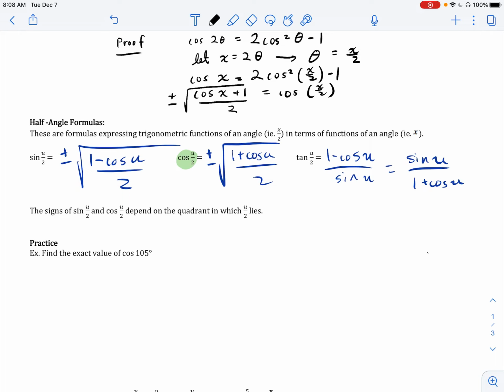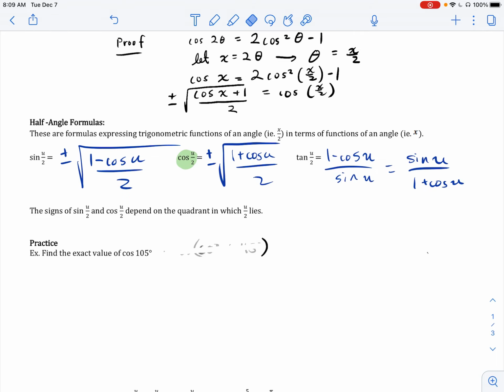So let's try an example now. Let's find the exact value of cosine of 105 degrees. You'll notice that 105 degrees is not an angle that we're accustomed to working with on our unit circle. So we have a couple of options. We could use sum and difference formulas. We could rewrite cosine of 105 degrees as the cosine of 60 degrees plus 45 degrees. And we covered that in a previous video, so go back and look at my video on sum and difference formulas if you need help on that.